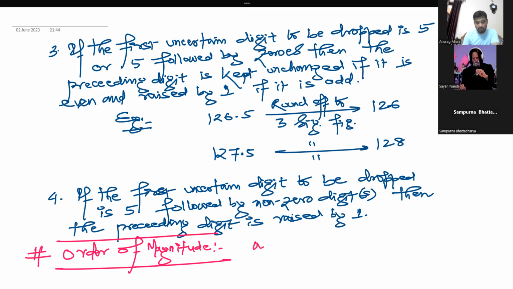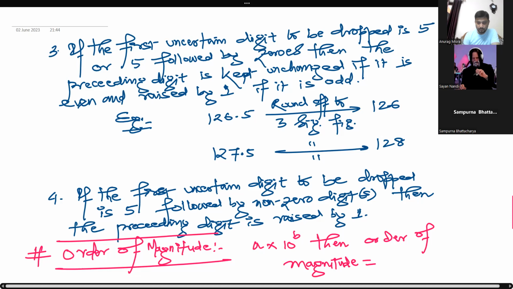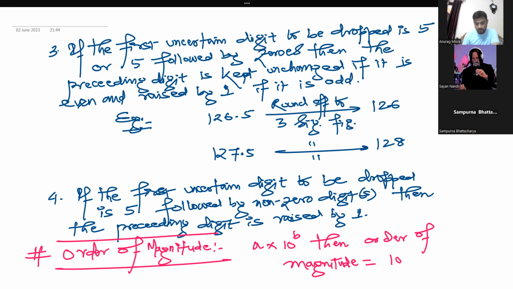suppose in the form of a into 10 to the power b, then we can write that order of magnitude equal to 10 to the power b if a is less than or equal to 5, and it will be equal to 10 to the power b plus 1 if it is more than 5.